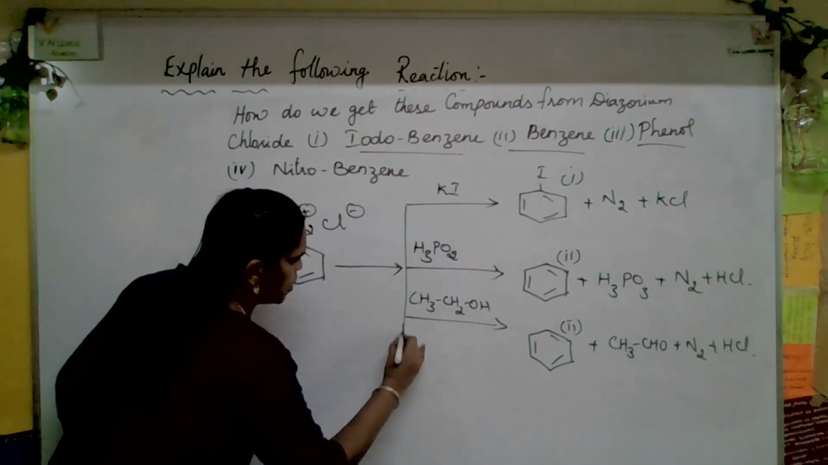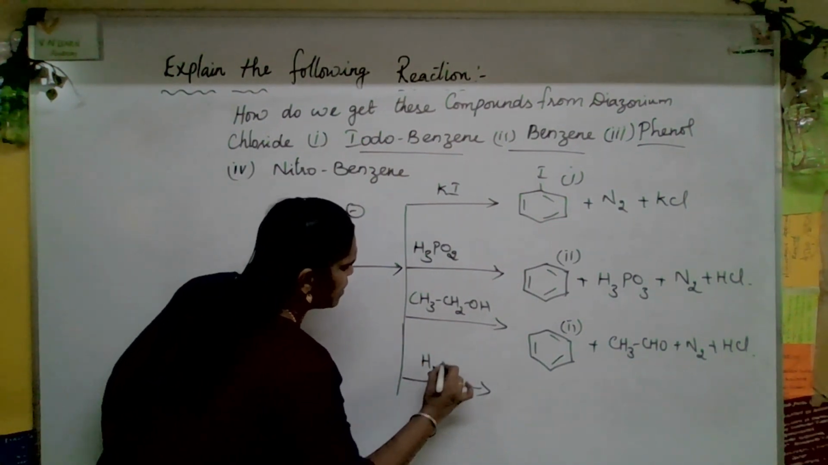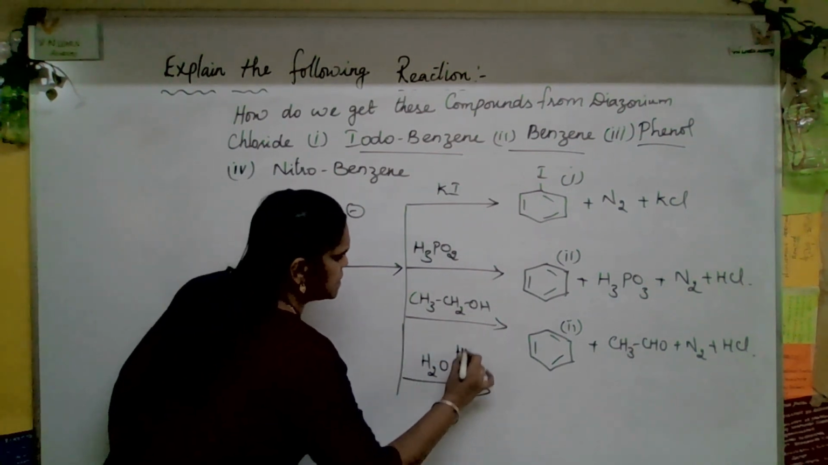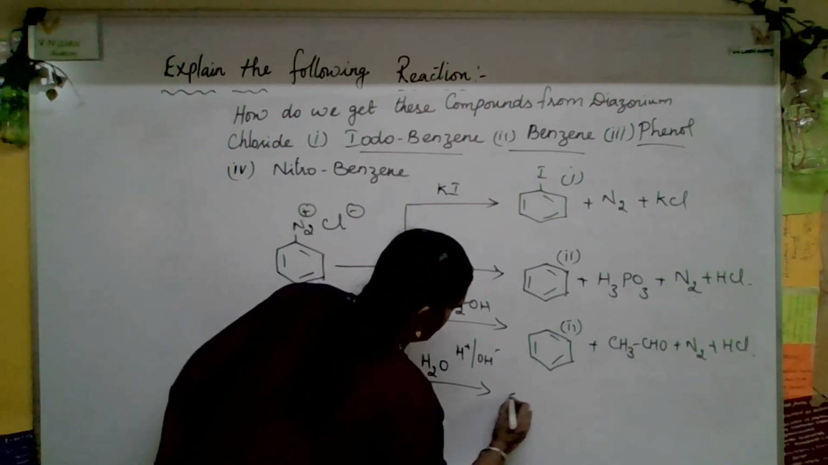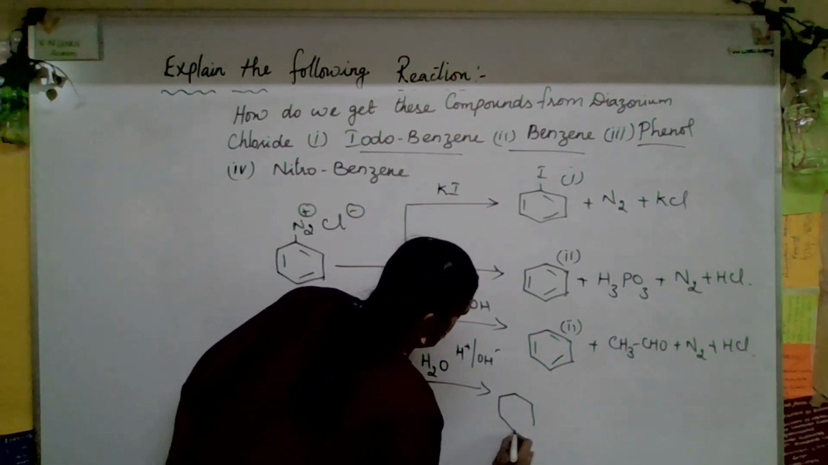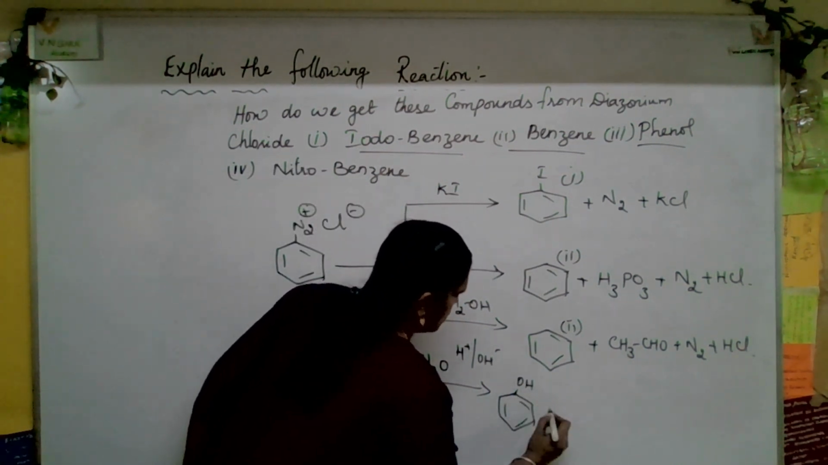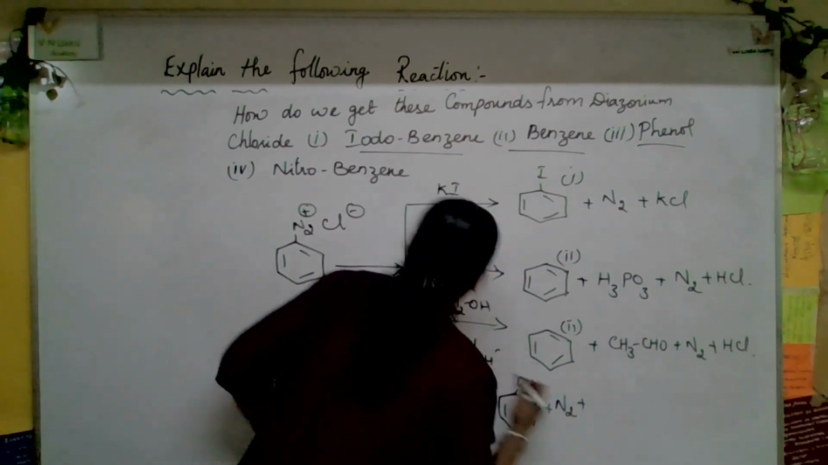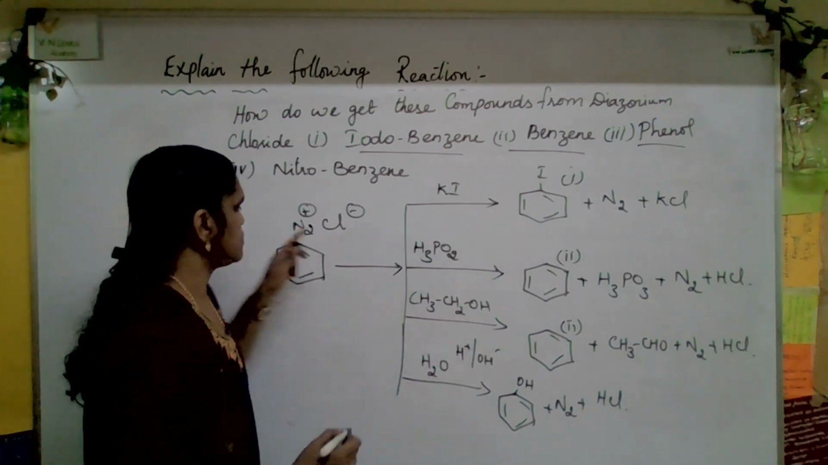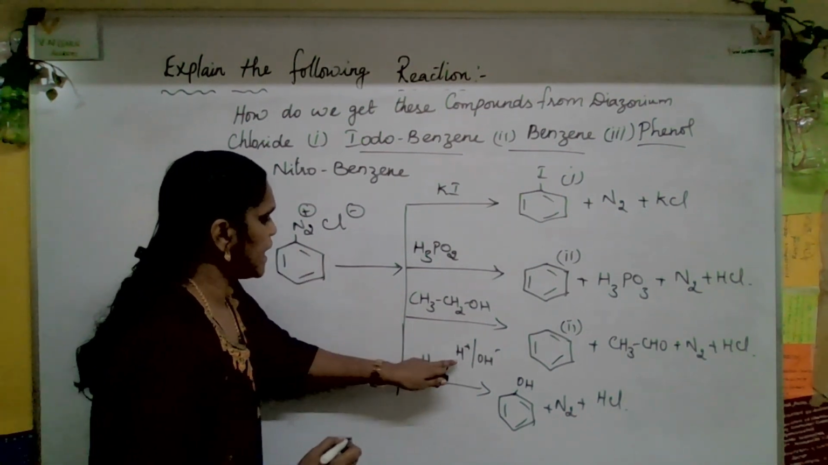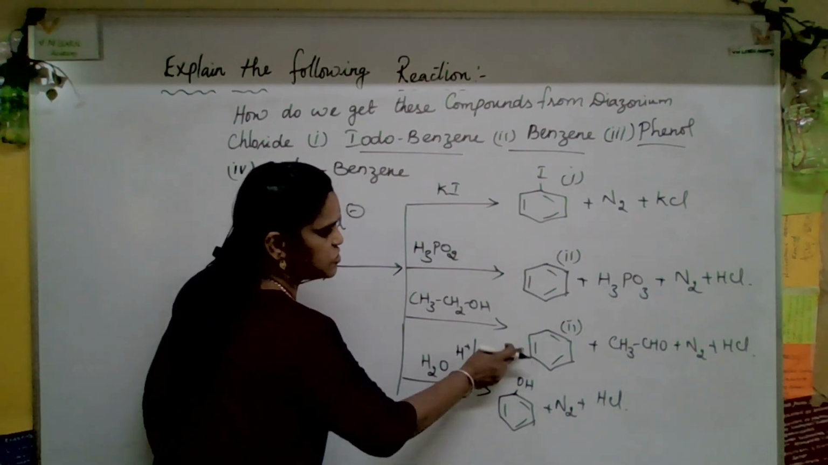Now the third answer, phenol. How do we get it? This is water hydrolysis, H2O, H+ and OH-. So how do we go for it? Here you will get the phenol compound. Is it visible? Yes. Okay, OH plus N2 plus HCl. This OH will go and attach over there, with N2 and HCl leaving. You will get phenol. Hope you're understanding the structure and the name.